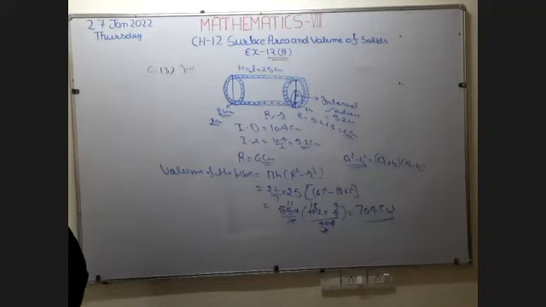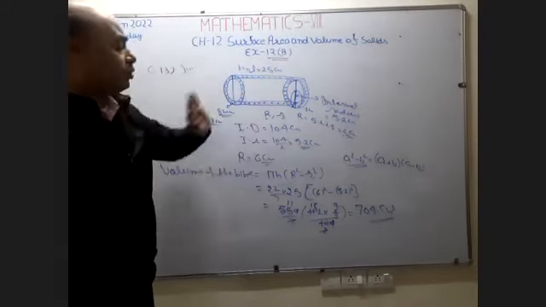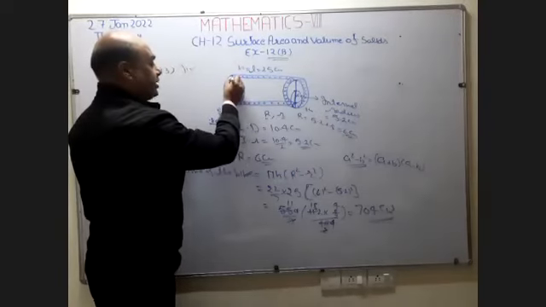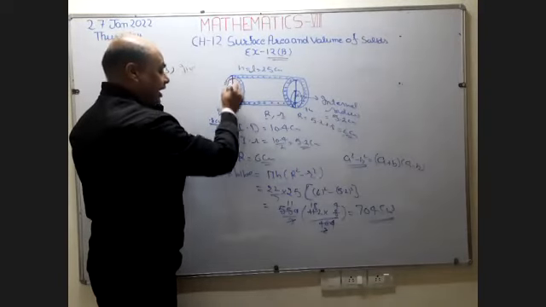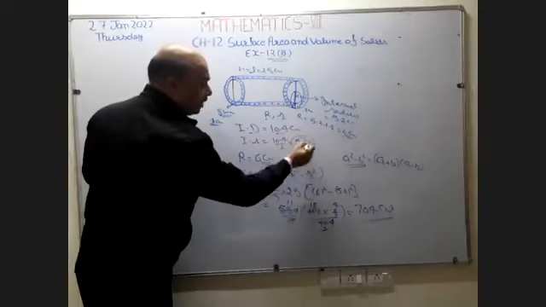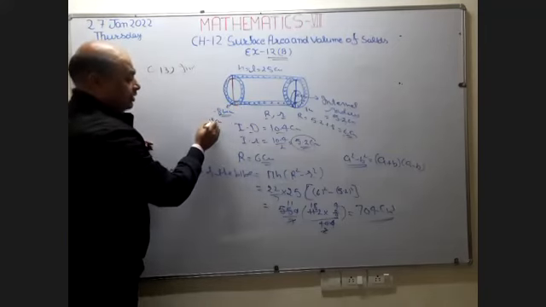Let me repeat for you again. In this question, we want to find the volume of the pipe. What is given in this question? The internal diameter is given as 10.4. It becomes internal radius, so internal radius becomes 5.2. Now the thickness of the pipe is given 0.8 centimeter.